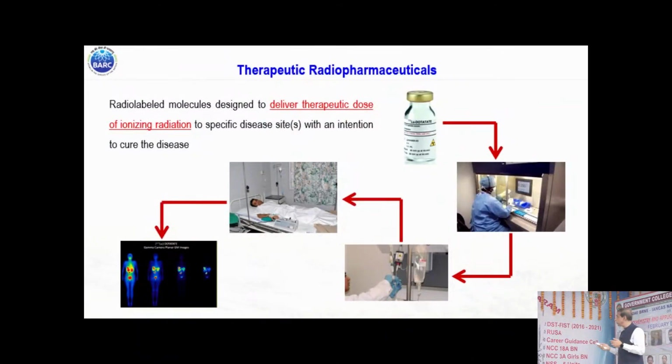I will try to explain some of these things as we progress with this presentation. Similarly, a therapeutic radiopharmaceutical is a radioactive preparation where again some radioactivity is incorporated, but the intention this time is not to detect the disease, but to treat the disease, that is, to cure the disease. Therapeutic radiopharmaceutical is predominantly used for the treatment of cancer, though it has some non-cancerous applications, but the majority is used for the treatment of cancer.